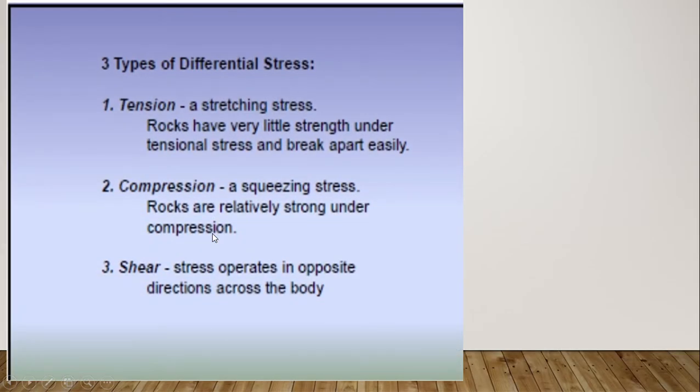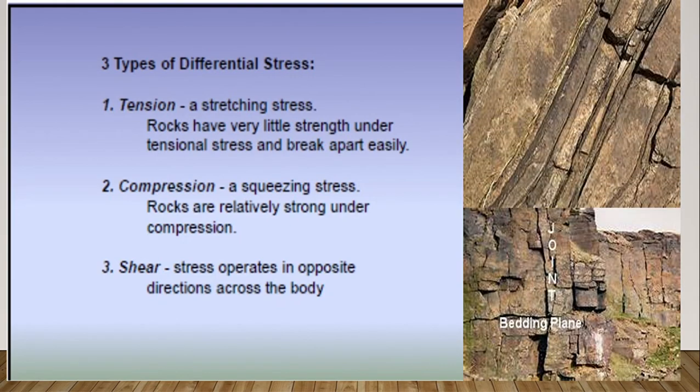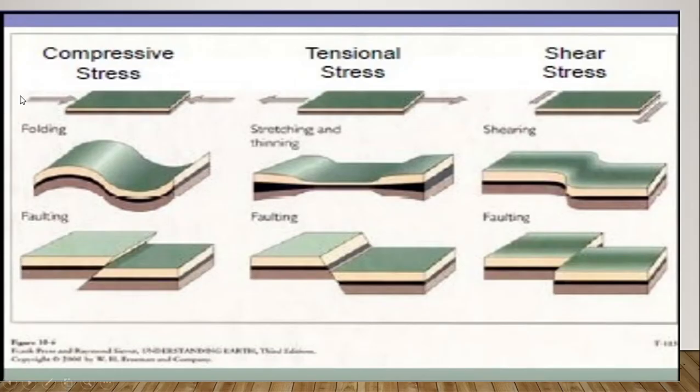There are three types of differential stress. One is tension, which is a stretching stress, wherein rocks have very little strength under tensional stress and break apart easily. The second one is compression. It is the squeezing stress. Rocks are relatively strong under compression. The third one is the shear. Stress operates in opposite directions across the body. So this is the compressive stress, the tensional stress, and the shear stress.